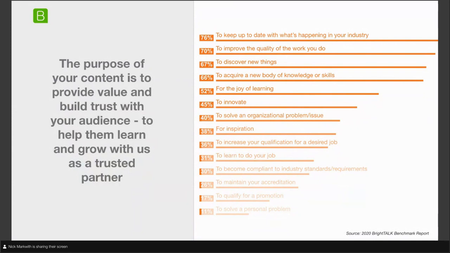So number one is to keep up to date with what's happening in your industry. They want to improve the quality of work they do. They want to discover new things, acquire a new body of skills, and for the joy of learning, right? These motivations are all reasons why your audience members are viewing content. They're all reasons why they're looking to continue to learn and grow.